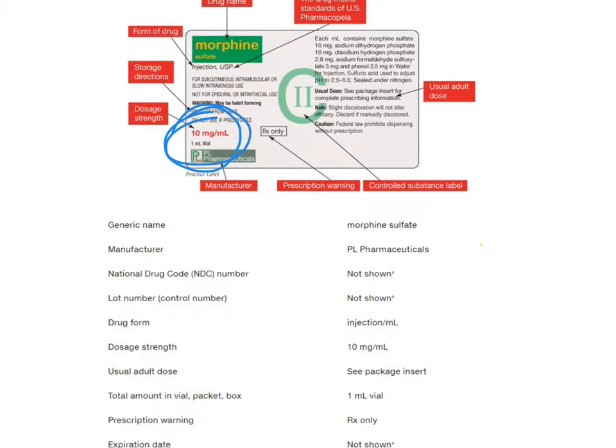Usual adult dose, it does say over here on the right-hand side, it does say to see package insert, just says for complete prescribing information. So what was written there as the answer was just to see package insert. And the total amount in the vial, packet, or box, that's also what I have circled up there with the dosage strength. You can see that it does say it is just a 1 milliliter vial, so that means only 1 milliliter is contained in this particular package.